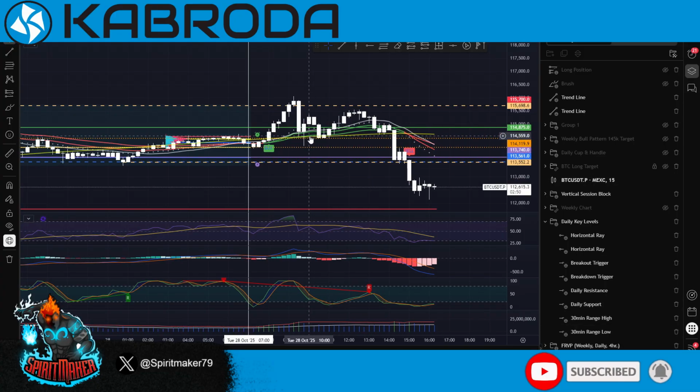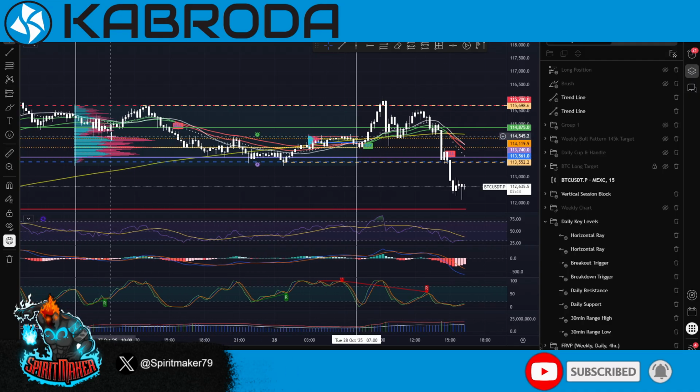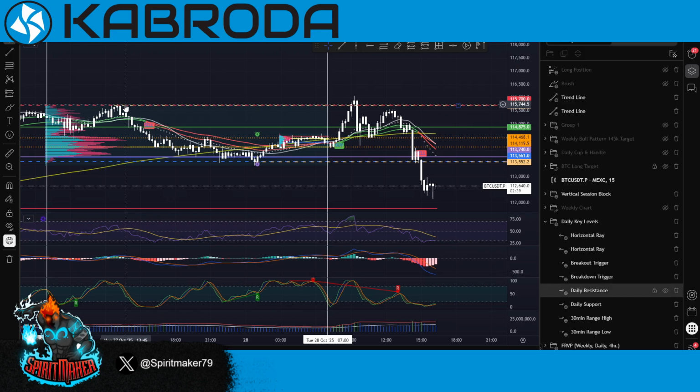So we had the 24-hour period right through here. We used the fixed range volume profile to figure out all the levels. You have your high, your low here. This is your daily breakout, really looking at the last 24 hours.